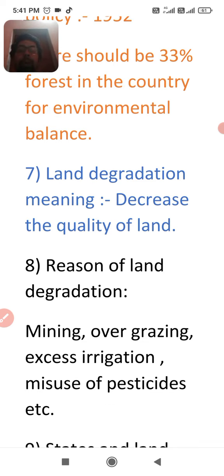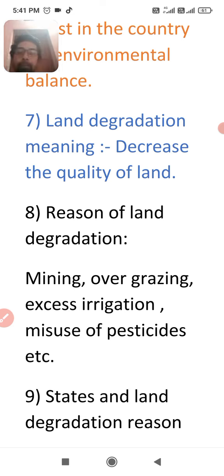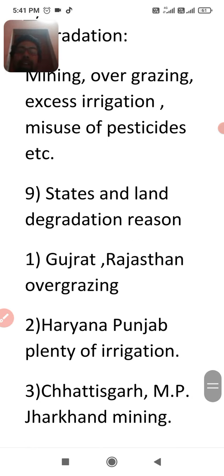First point, mining. Second, overgrazing. And next, excess irrigation and misuse of pesticides. These are the main reasons for land degradation in India. The next important point of the lesson: the states related to land degradation. It means what are the main reasons of land degradation in various states. There are 2-3 major points in the lesson.